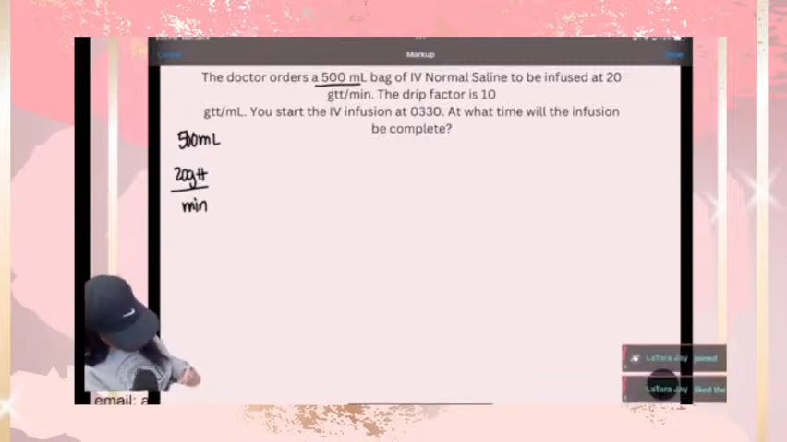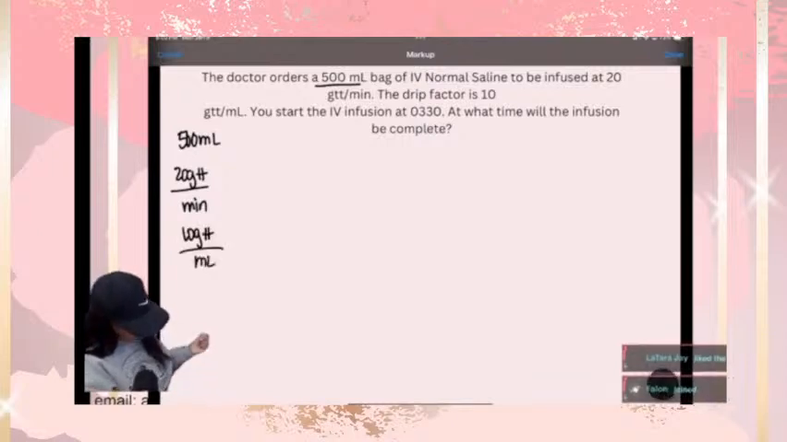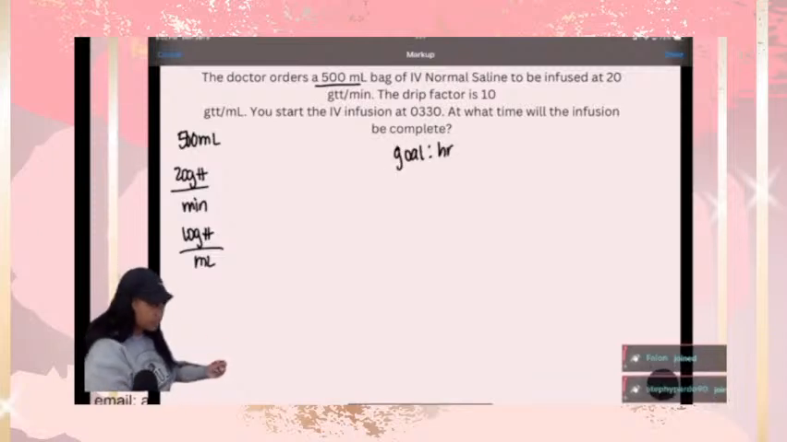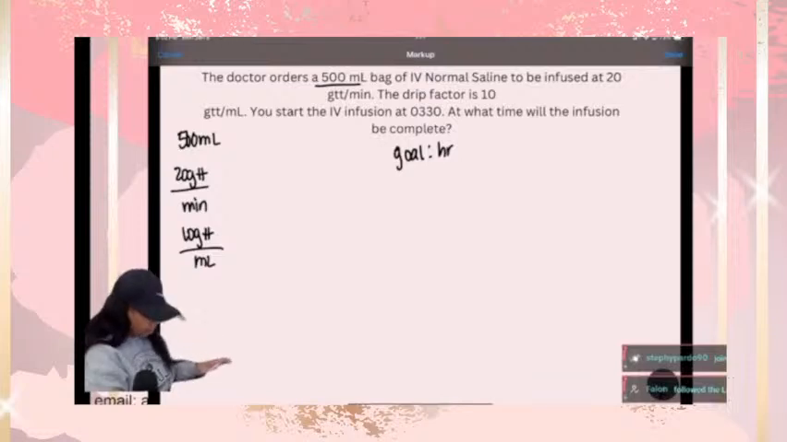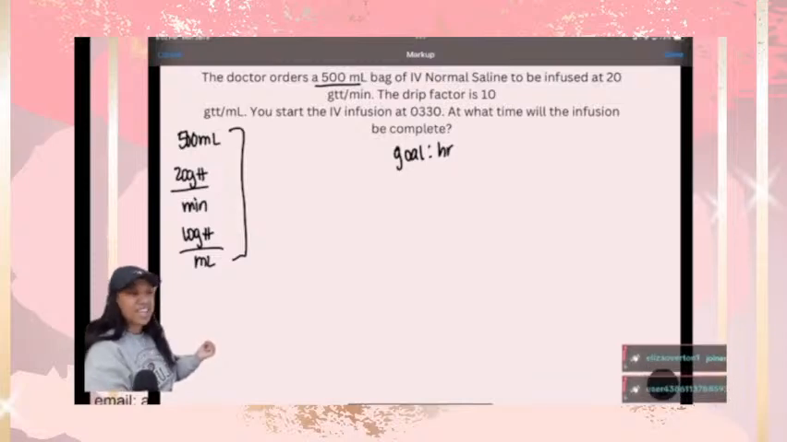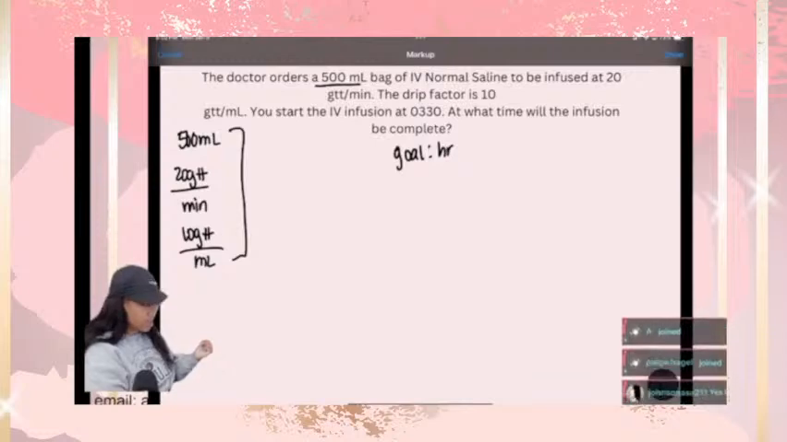And then drop factor is 10 drops per ml. And we are looking for time. So that's going to be hours. Okay. So if we are looking for hours, everything else has to cross out except for hours. But if you look at all of these over here, nothing starts with an hour, is it? We just have minutes, but we can start with a conversion if we need to, okay?